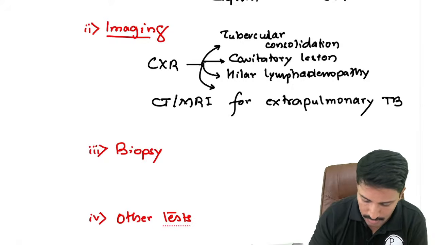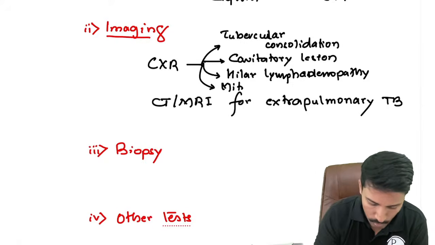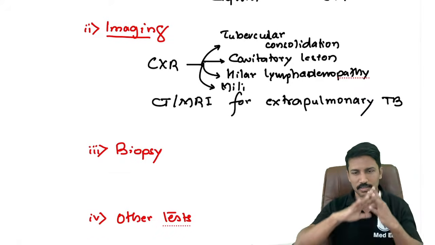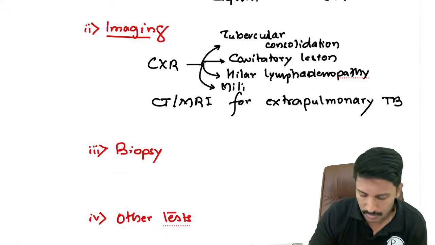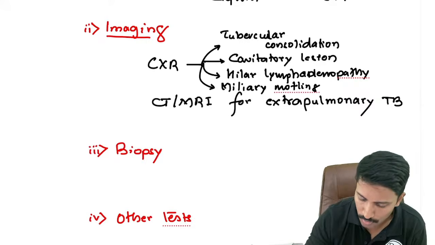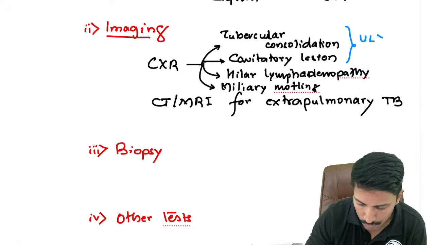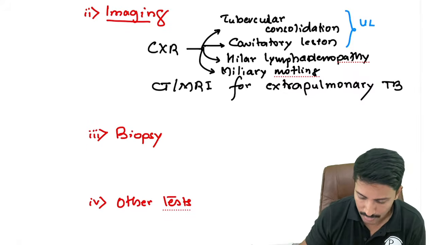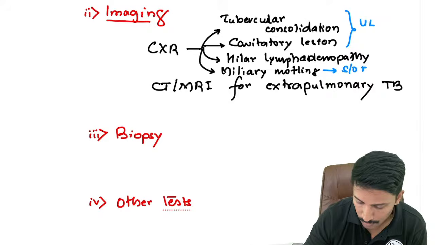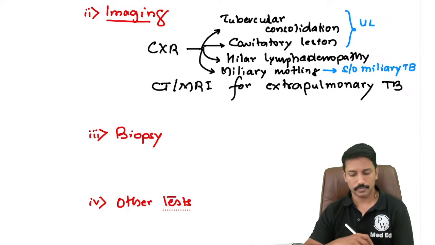And in more advanced cases, I can see miliary mottling. What do I mean by that? The whole X-ray looks like there are tiny dot kind of opacities extensively distributed on the chest. We will call it miliary mottling, which is suggestive of miliary TB, right? So this tubercular consolidation and cavitatory lesions are typically more common in the upper lobe, right? That too mainly the right upper lobe. And then miliary mottling, as I told you, is suggestive of miliary TB.